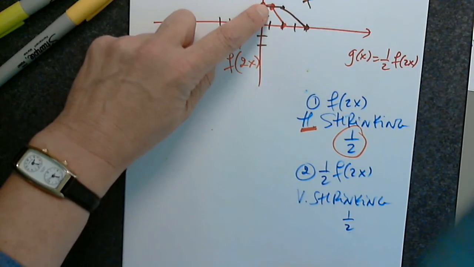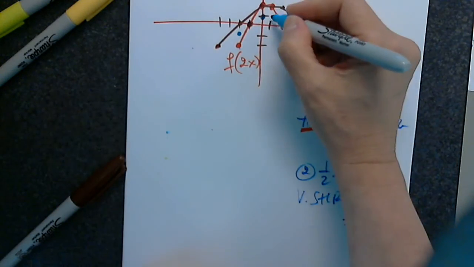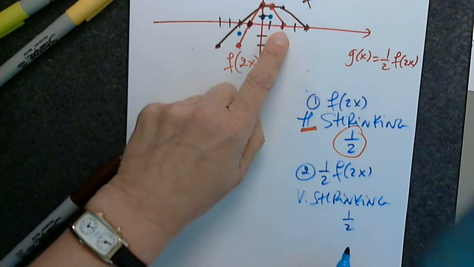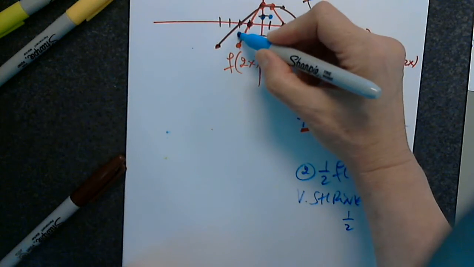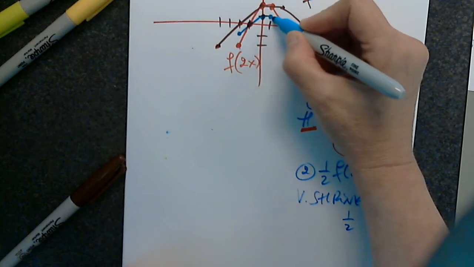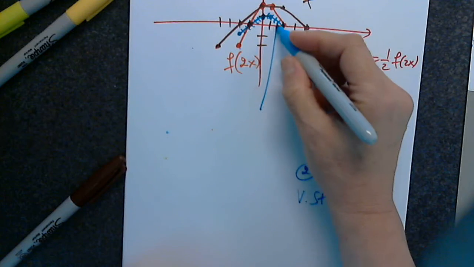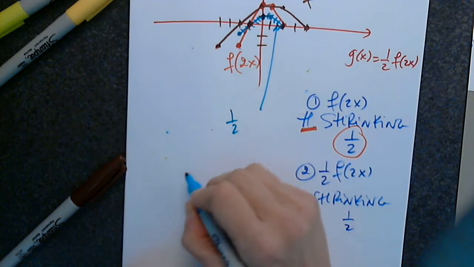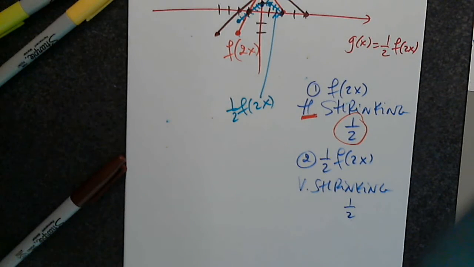This point has y equals 2. Where does it go? Good. And this point has y equals 0. Where does it go? Very good. So this is the final graph. So this is 1/2 f of twice x. I think we got the idea.